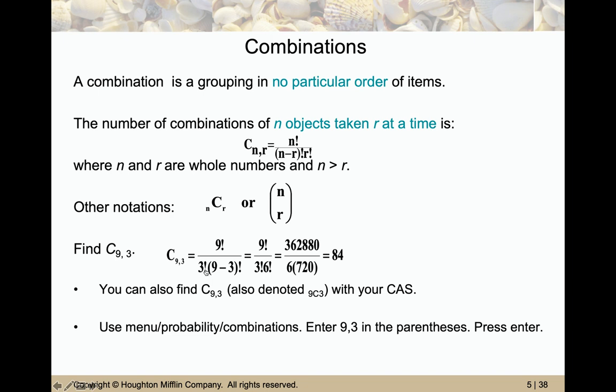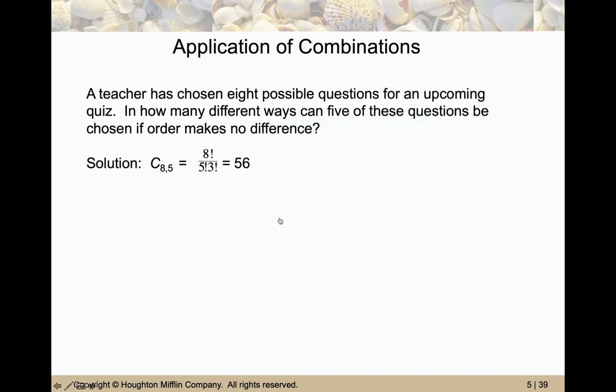So there are several ways that this can be written. You can have N, then C, and then R, or people will even use tall parentheses with N and then R underneath it. All right. So we want to know the combinations of 9 choose 3. That's going to be 9 factorial over 3 factorial times the difference, 6 factorial. And that turns out to be 84. You can do this in your calculator. You just choose combinations instead of permutations.